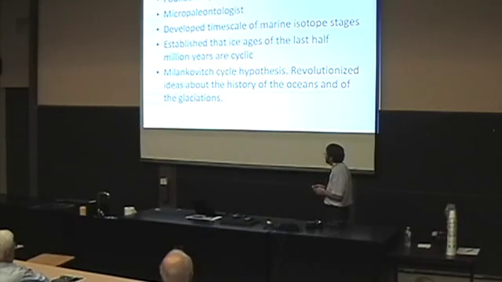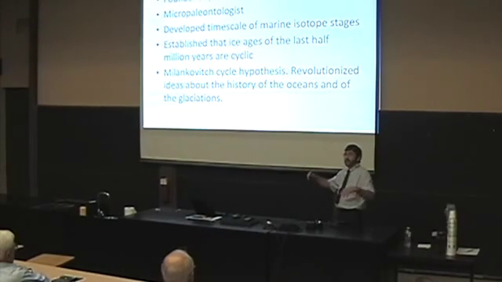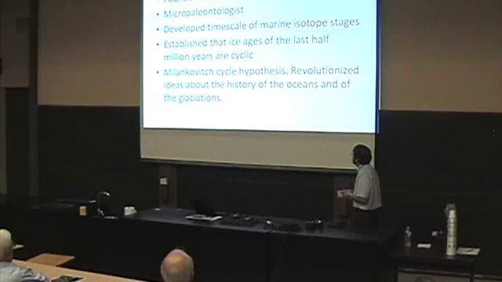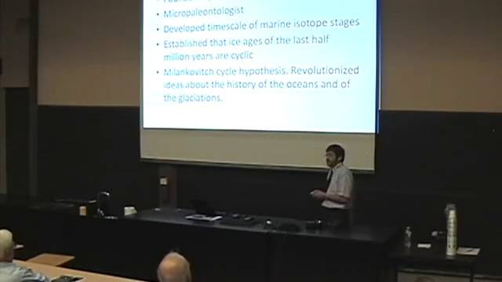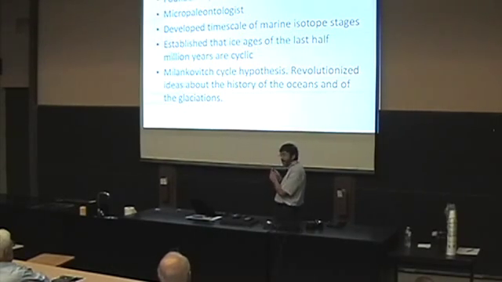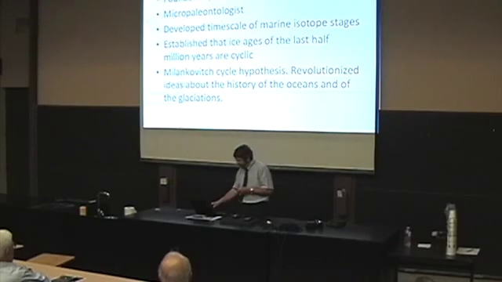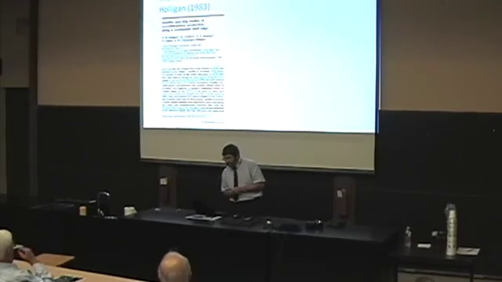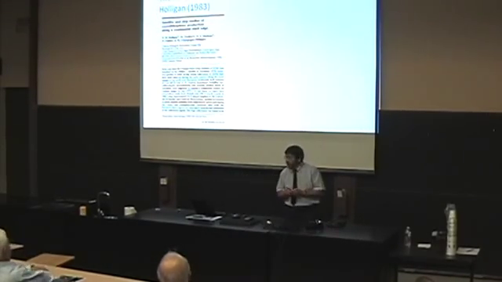He talked about Milankovitch cycles, and so looking at these long-term cycles, basically based on looking at the isotope signature of Emiliania, and it revolutionized ideas about the history of the oceans and glaciations. And so this is the Emiliani of Emiliania huxleyi. So you have two of these guys that were important in the science.